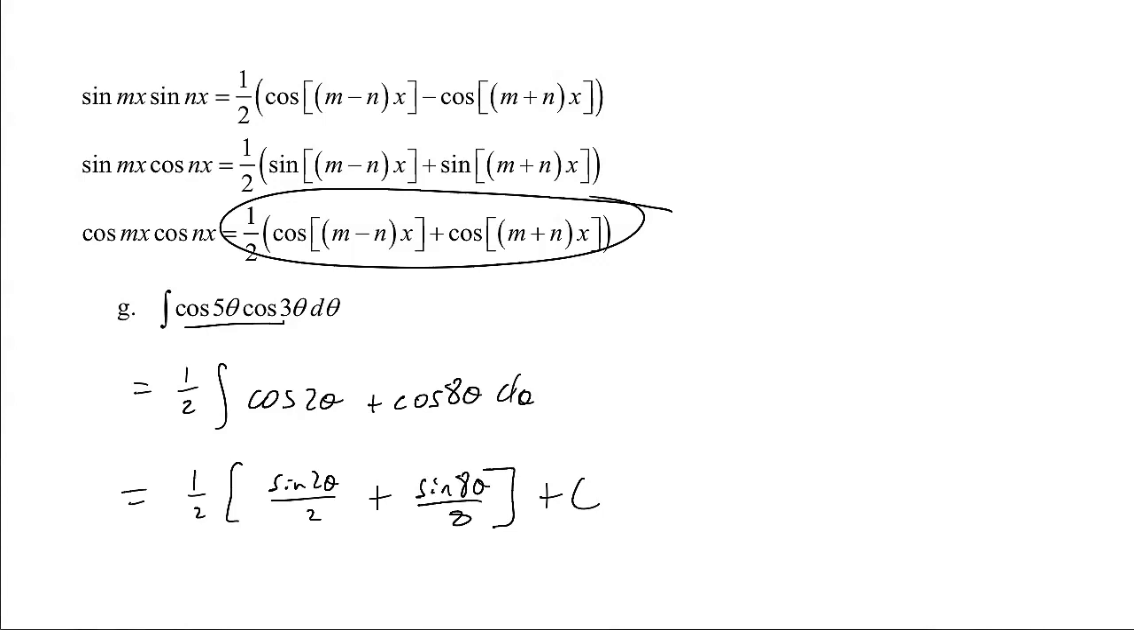And that's all you have to do. You can leave it just like that. You can distribute your 1/2 to make that sine of 2 theta over 4 if you want, and sine of 8 theta over 8, but I'm not going to require you to.